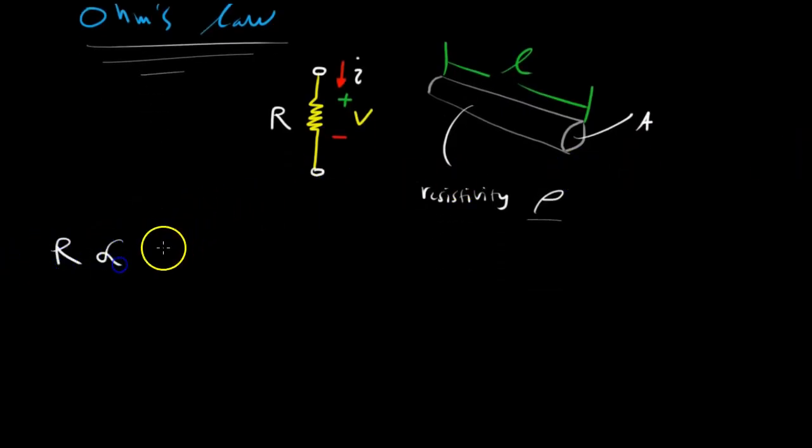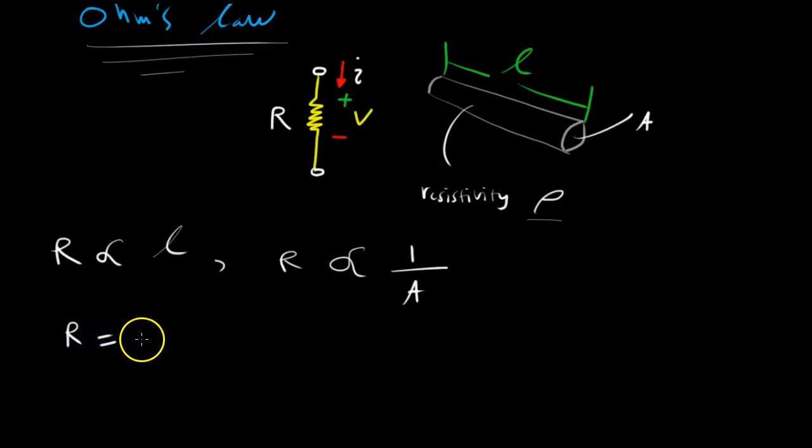Resistance is proportional to the length of the material. So as the length increases, the resistance also increases. Resistance is also inversely proportional to the area. So as the area increases, the resistance decreases. And if you put this into an equation, what you get is some constant times the length over the area.